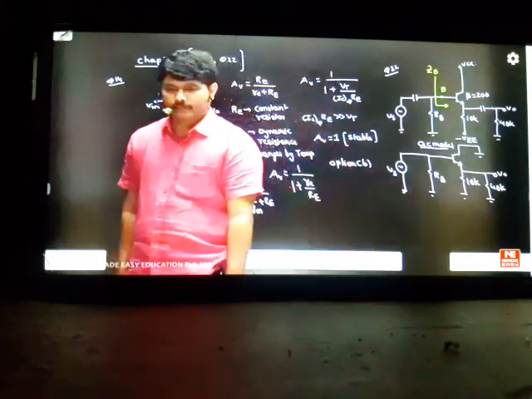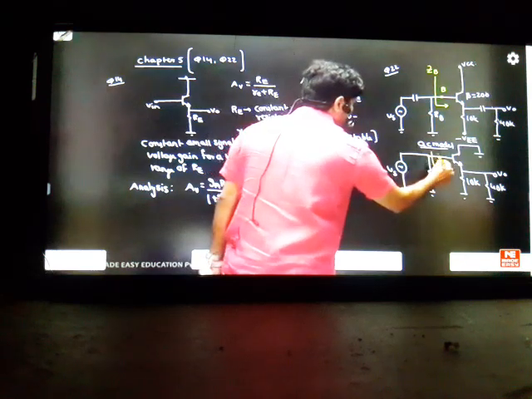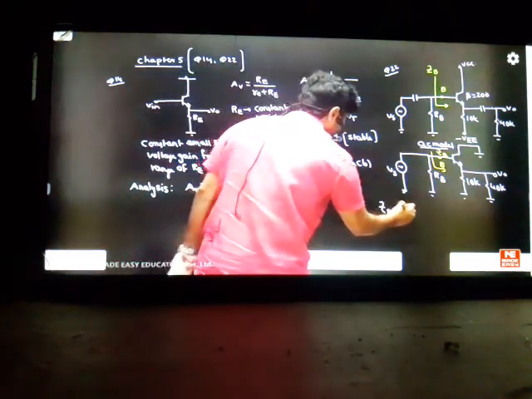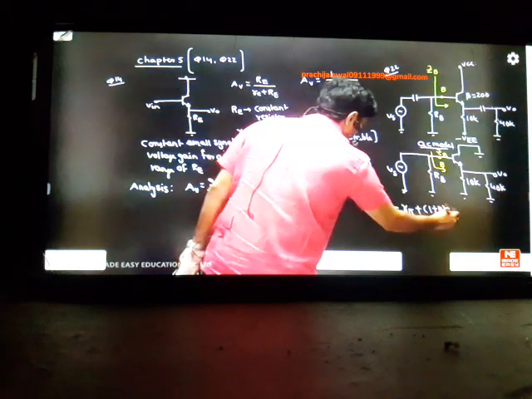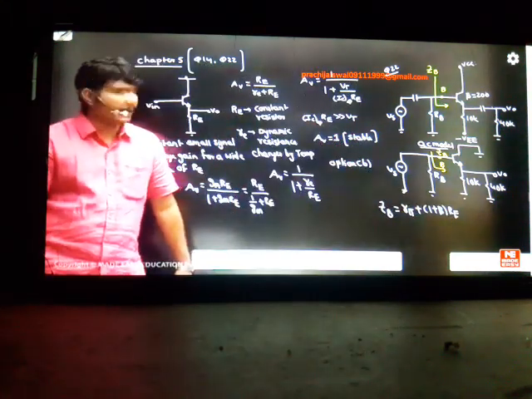I have done nothing more than that. First you complete the AC model. After completing the AC model, it is asking you for the base side: what is the ZB input impedance? We have already practiced this. The ZB formula we have studied is R pi plus 1 plus beta times RE. This is the formula we have studied: R pi plus 1 plus beta times RE.